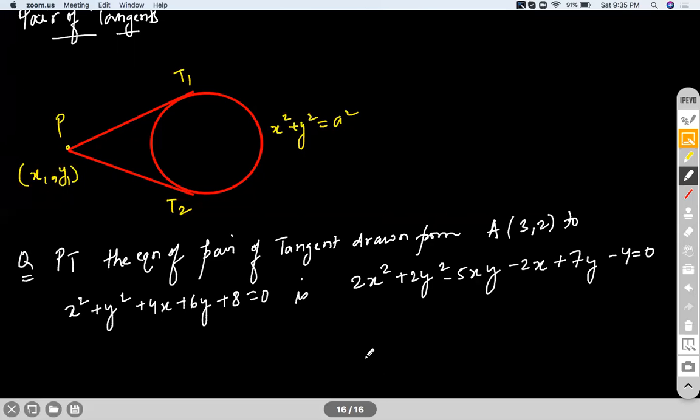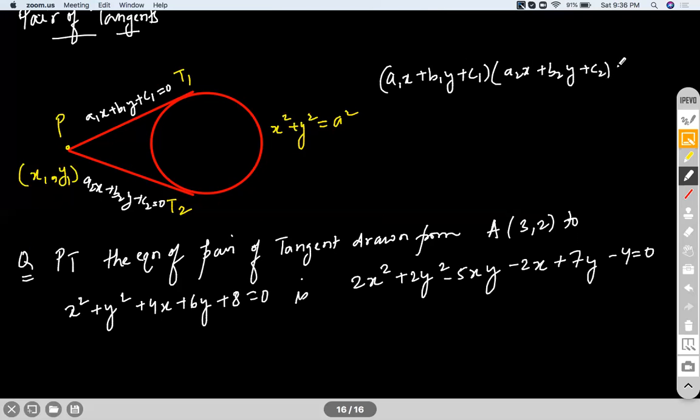Now, pair of tangents, just to tell Shreyas, let's say you end up getting the equation of this as a1x plus b1y plus c1 equal to 0, correct? And this as a2x plus b2y plus c2 equal to 0. So if somebody says what is the equation of this pair, you just have to multiply them. Both equations, you just have to multiply them. Okay. Just do it.